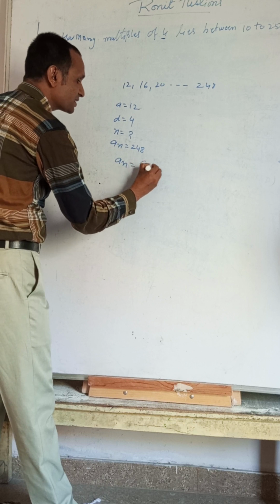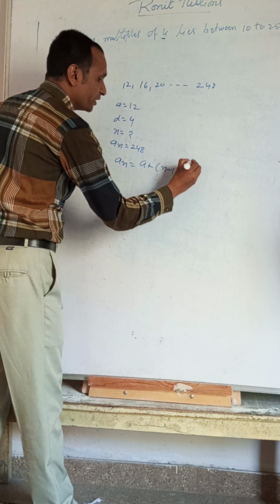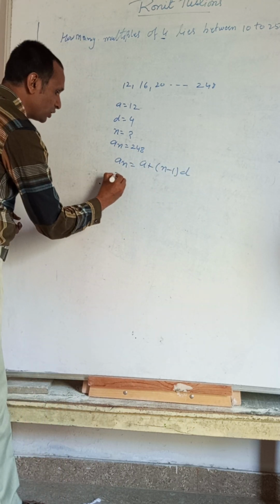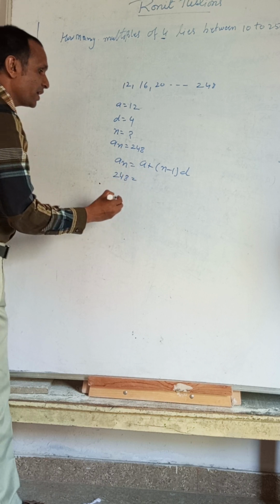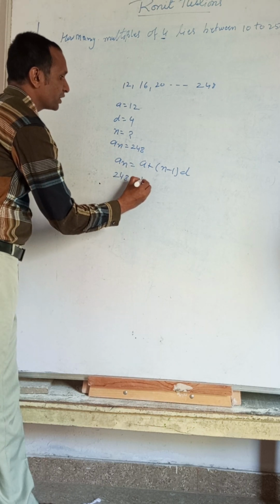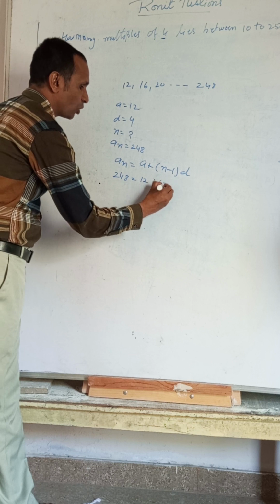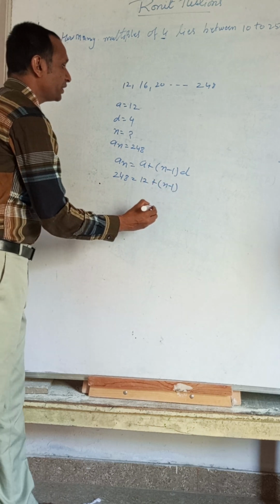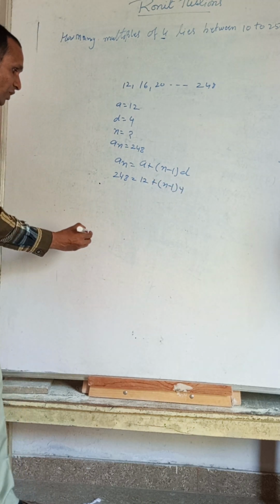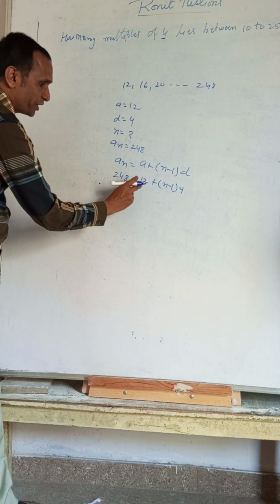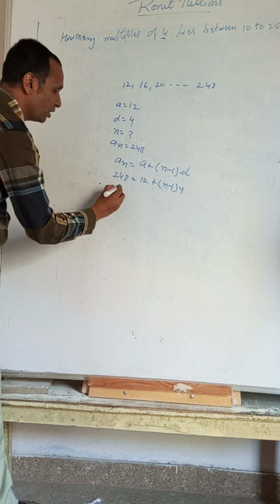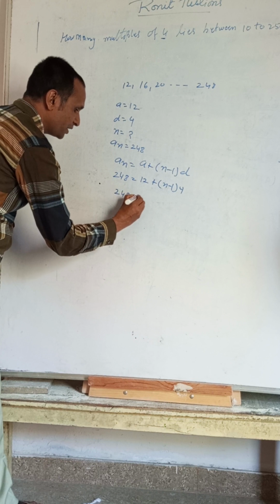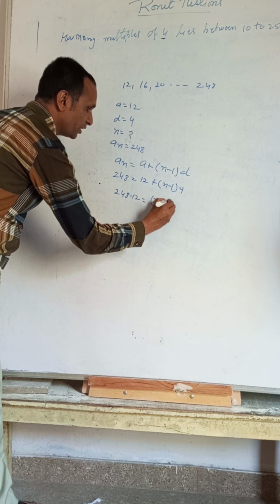to a plus n minus 1 into d. An given is 248, which is equal to a, given as 12, plus n minus 1, where n we don't know yet and are finding, into d, which is 4. We can write this as: 248, taking this number to this side, then 248 minus 12 is equal to n minus 1 into 4.